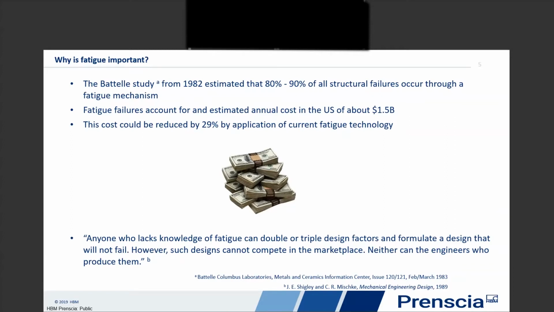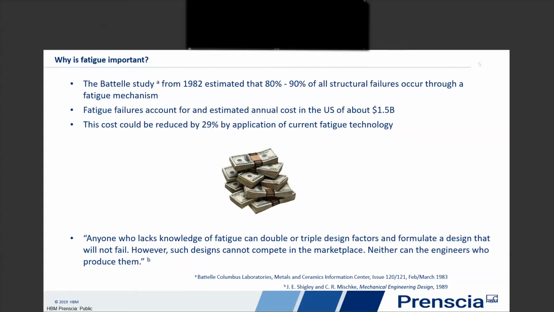Historically, the way that we've designed for fatigue is we just made the part stronger. But in an era where we have to deal with lightweighting, that no longer is a valid design approach. And as you see at the bottom, it basically says that if you over-design your part, the part won't really perform in the marketplace. And again, the engineers who do that again will not as well.